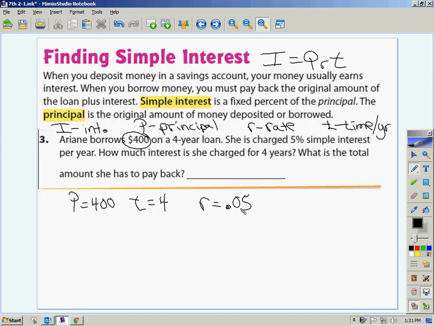And now we're going to plug them into that formula. Notice it's asking me 2 questions. How much interest is she charged for 4 years? That's the first question. To find that, I'm going to plug it into the formula. I equals, what do I replace P with? 400 times the rate, 0.05, times the time, 4 years. Is it 80?